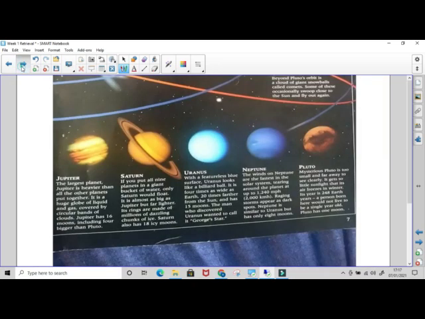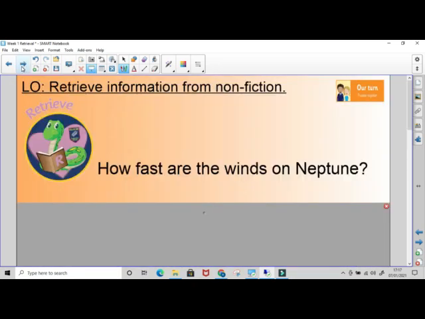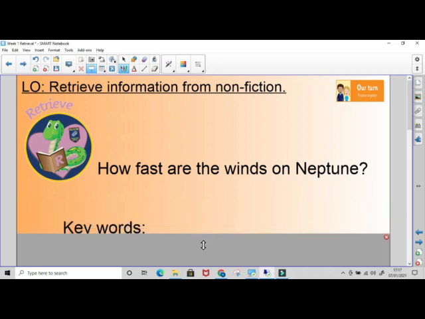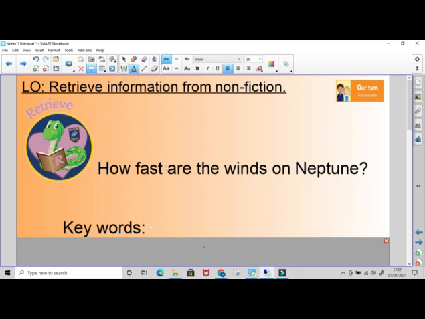So let's have a look at another one. How fast are the winds on Neptune? So keywords. This time, what do you think they are? I've not put them in this time because this is our turn rather than me telling you. What are the keywords? I can imagine you're at home and you quite clearly go, Mr. Fullpots, Neptune is a keyword and winds is a keyword. Okay, and we're looking for a speed because it says how fast.